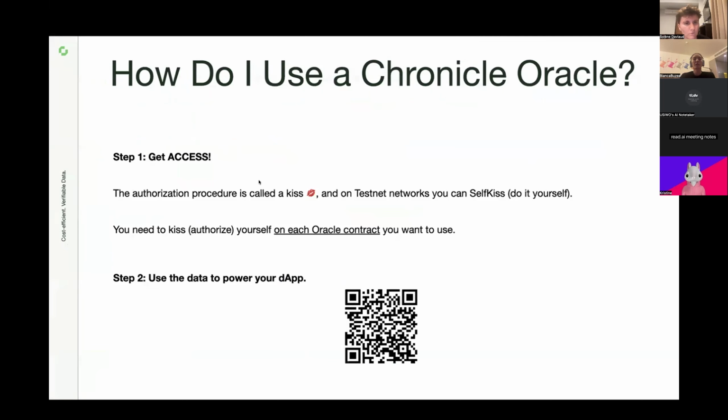Okay, so how do we read from an oracle? First, we need to get access, as I mentioned earlier, and the procedure is called a kiss. The good news is that on testnet, you can self-kiss yourself, so you can whitelist yourself.